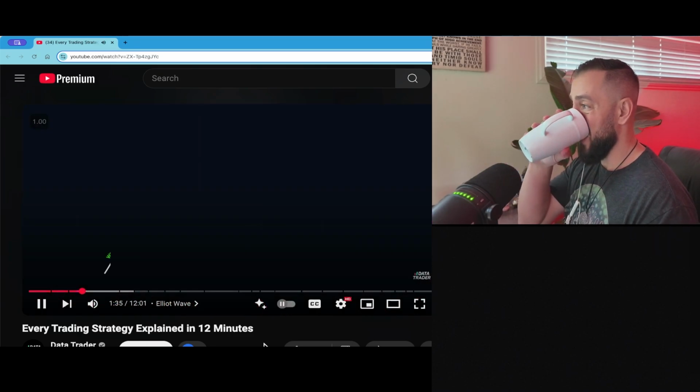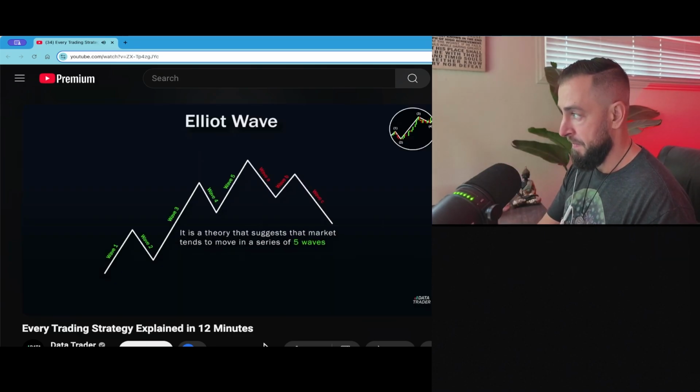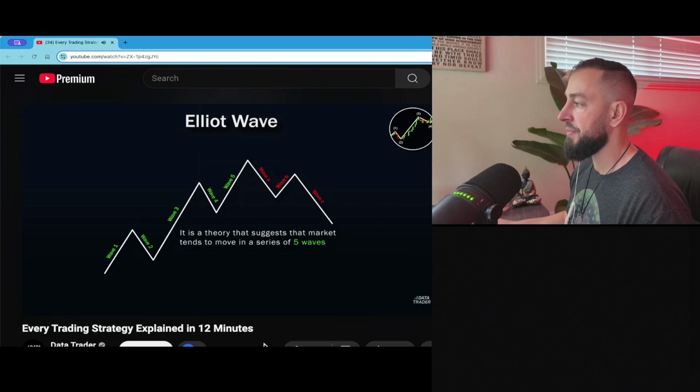Elliott wave. It is a theory that suggests that the market tends to move in a series of 5 waves before reversing and forming another set of waves in the opposite direction.